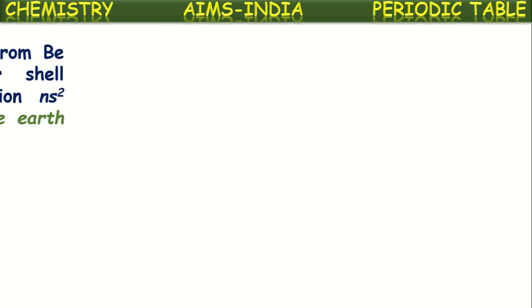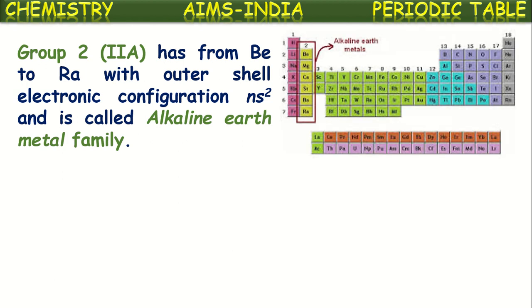Okay, let us see some more like this. Next, group 2, that is the second column in the modern periodic table, or 2A group elements. It has elements from beryllium to radium. They are beryllium, magnesium, calcium, strontium, barium and radium. These elements have the outermost shell electron configuration ns2, where n represents the outermost shell number. For example, beryllium has atomic number 4 and its configuration is 1s2, 2s2. So this is its outermost configuration, ns2 form. In the same way, all the remaining elements also have outermost configuration ns2.